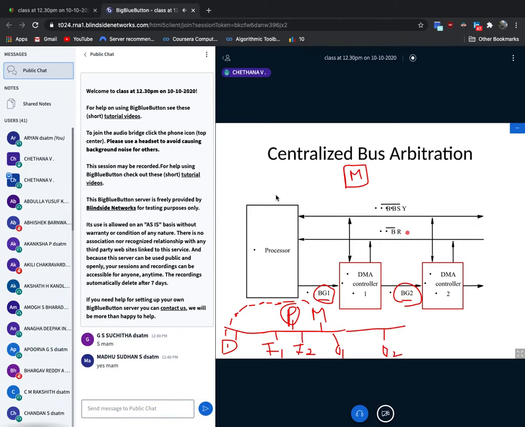I also told you what BR is. BR means bus request. Whichever device requires the bus can provide a request. To whom should they provide the request? They should post the request to the processor, because the processor is the master or owner of the bus.